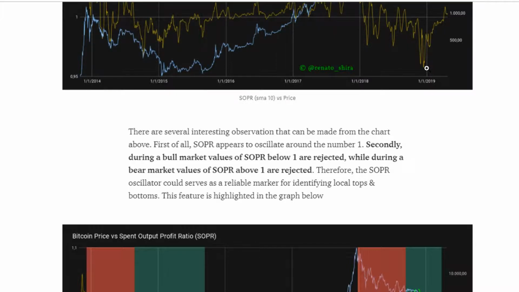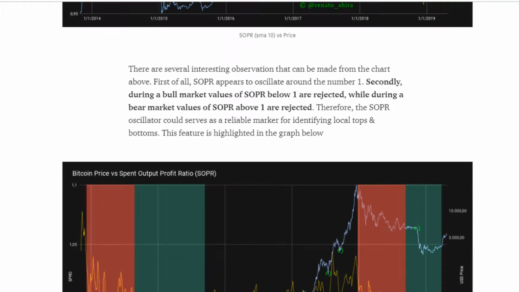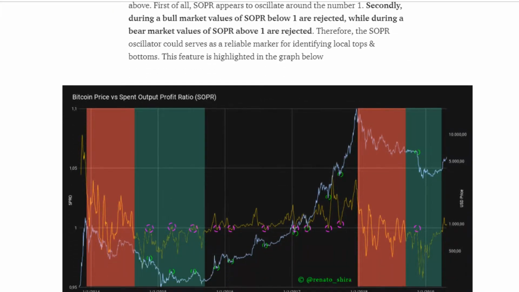First of all, the SOPR appears to oscillate around the number 1. Secondly, during a bull market, values of the SOPR below 1 are rejected. As soon as people are semi-profitable or profitable, they would sell, and they would be too scared to take a loss. While during a bear market, values of the SOPR above 1 are rejected.